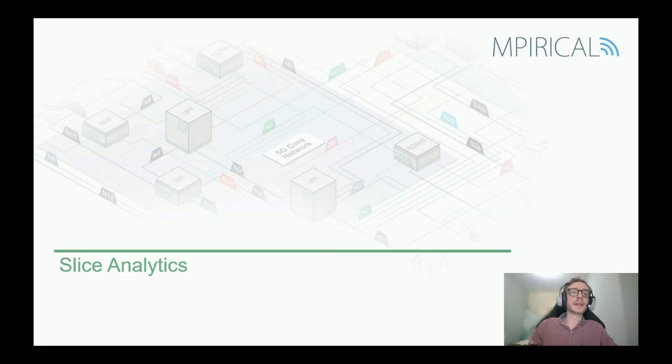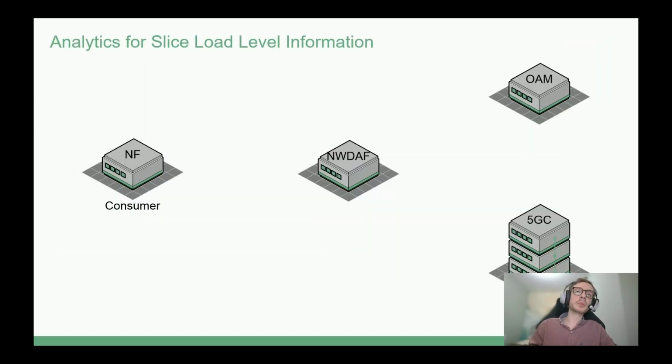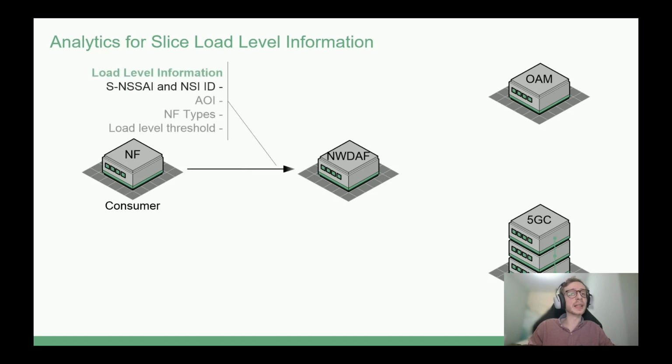Now, slice analytics. So I specified that the NWDAF, network and data analytics function, is not specifically for network slicing, but it can be used to obtain a large amount of data. So the NSSAI, which we'll explore later, as you can see on the screen, that's a single network slice selection assistance information, and that is a specific network slice, is going to be sent in a load level information message from the network function or a consumer network function.